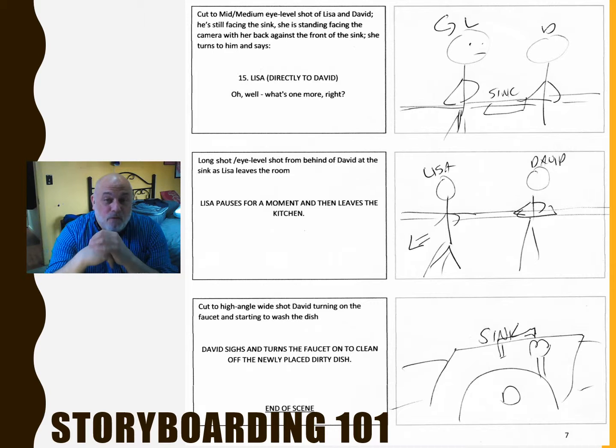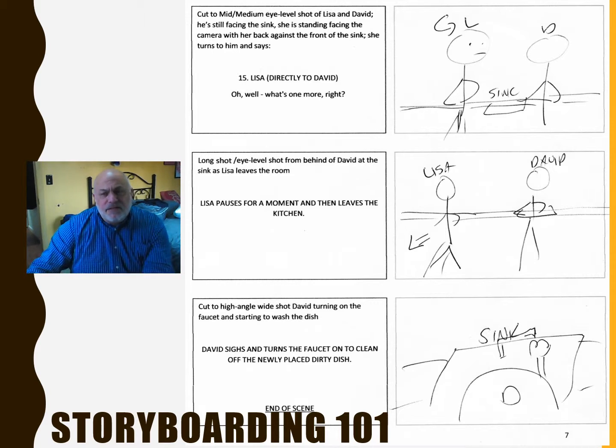So with that as our final words, we cut back to the same wide shot, the long shot of Lisa walking out, leaving David at the sink. And then we cut to a high angle shot, David turning on the faucet and starting to wash the dish, and sighing. So we switch back to that, and now David is alone with his problem, which is the dish. So that's what I was going for, right?